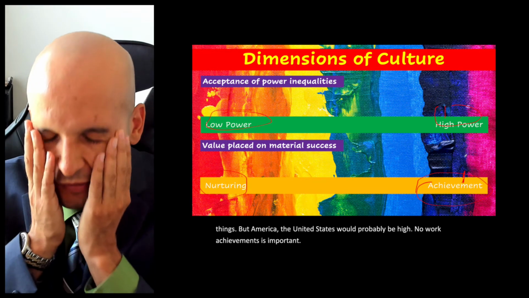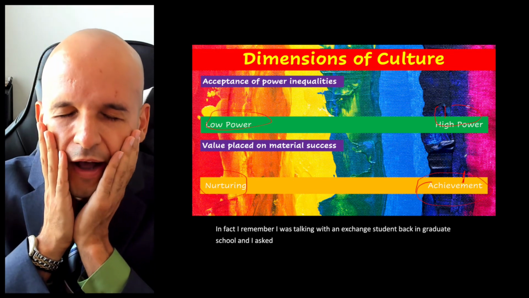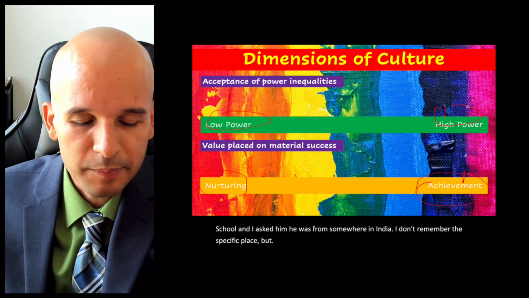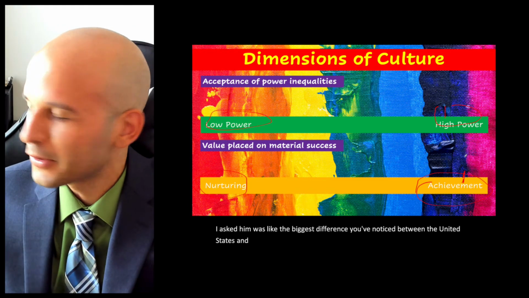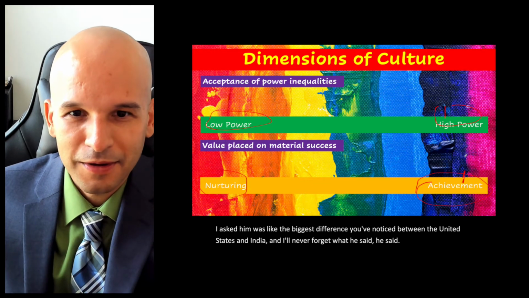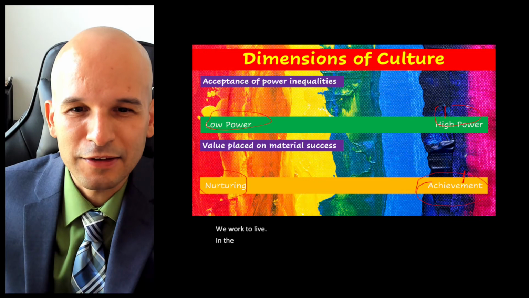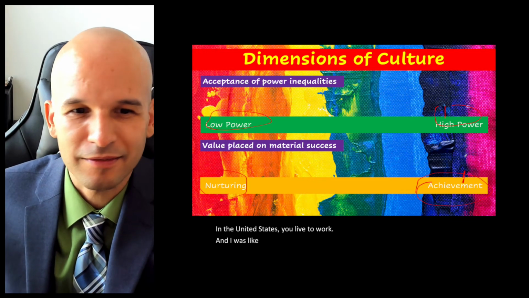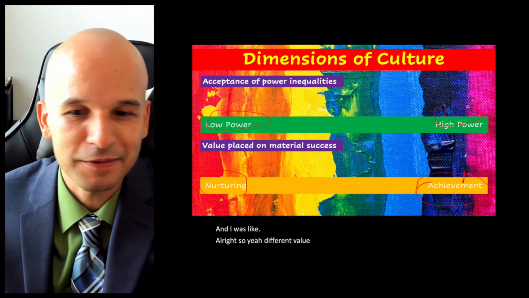In fact, I remember I was talking with an exchange student back in graduate school, and he was from somewhere in India, I don't remember the specific place, but I asked him, what's the biggest difference you've noticed between the United States and India? And I'll never forget what he said. He said, in India, we work to live. In the United States, you live to work. And I was like, oh, yeah, all right. So yeah, different value placed on material success.